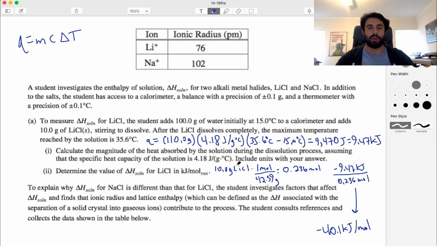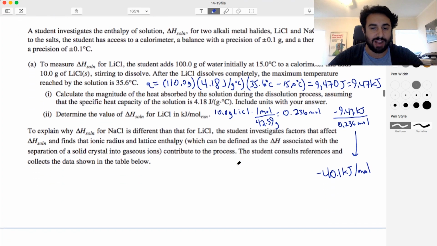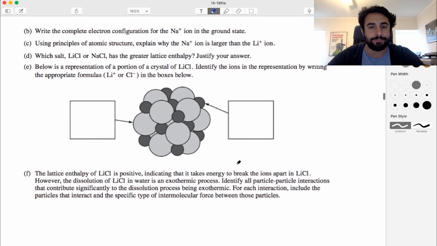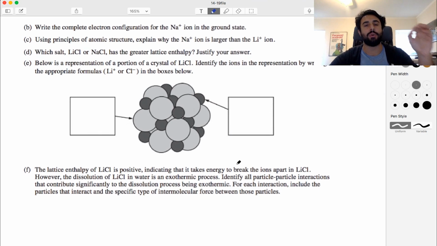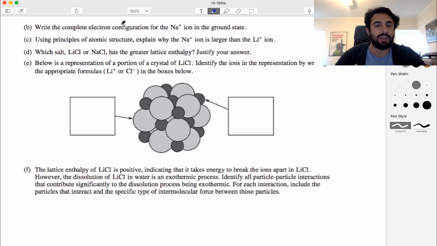And then we also need to talk about solvation. How much energy is released when those gaseous ions get into water and get to make all of the favorable electrostatic interactions? So knowing that sodium plus is bigger than lithium plus, we want to write the complete electron configuration for the sodium plus ion in the ground state. So now we're kind of bringing in some other concepts.